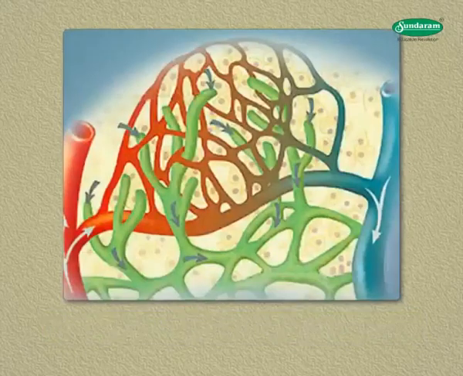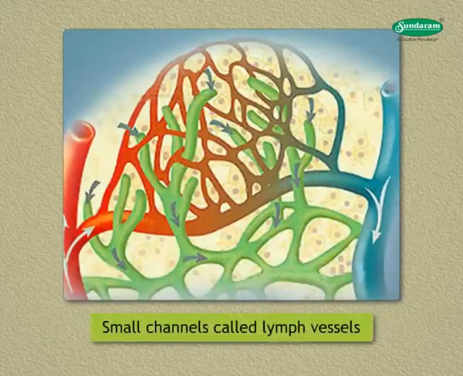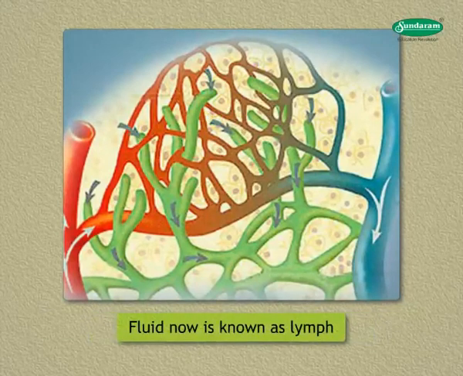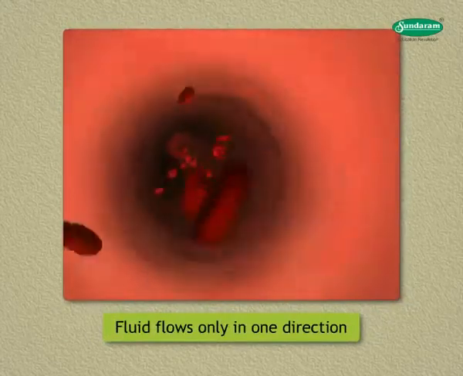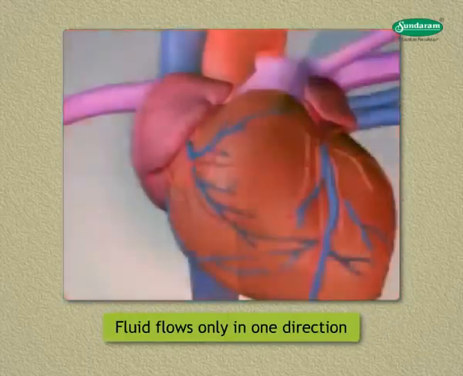Some amount of this fluid enters small channels called lymph vessels, and the fluid now is known as lymph. This light yellow fluid flows only in one direction, that is, from tissues to the heart. Arteries carry blood away from the heart.